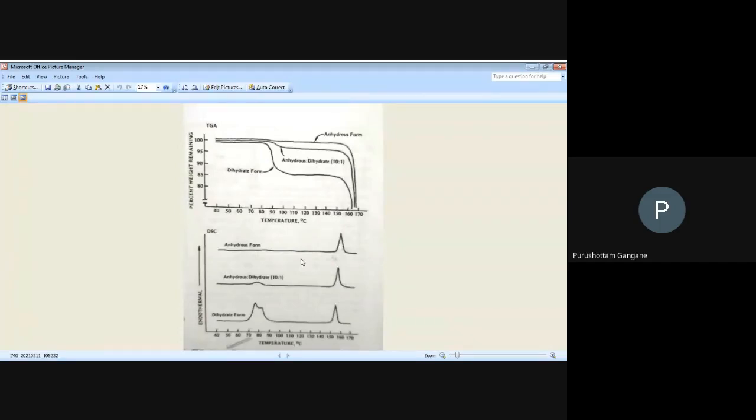If you have the skill to interpret those graphs properly, you can identify whether your drug gets converted from anhydrous to dihydrate or hydrous to anhydrous during the mixing with the other excipient. So it can be identified. The above graph is a thermogravimetric analysis.